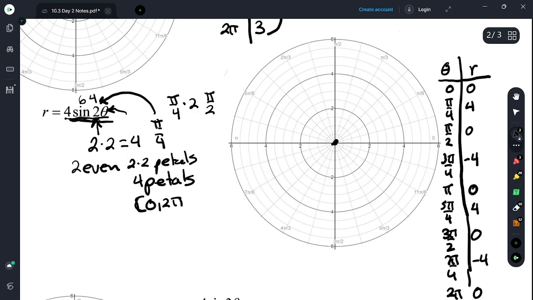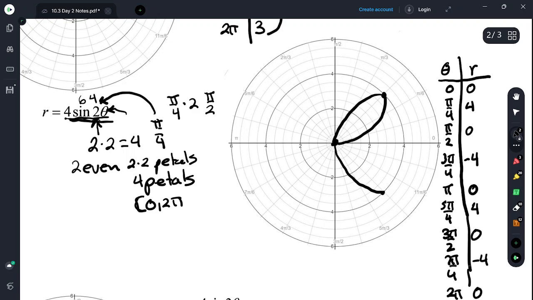So 0 is 0. Pi over 4 is 4. So we've got to go 2, 4. There it is. Pi over 4, 4. And we've done half a petal. It loops around like this. Pi over 2 is back to 0. So when we get to pi over 2, we're back to 0, and we've created 1 petal. 3 pi over 4 is -4. That's down here.